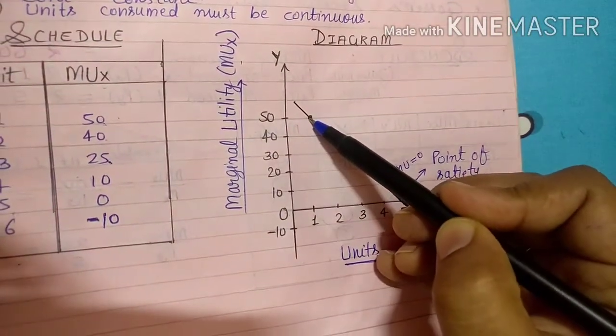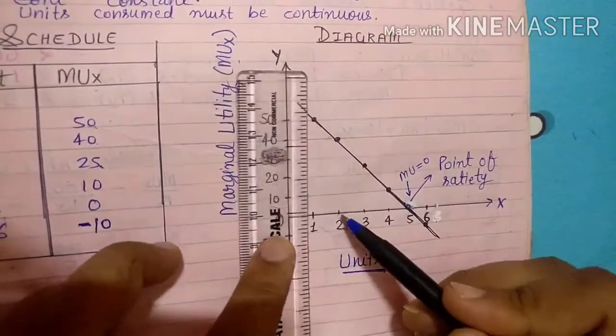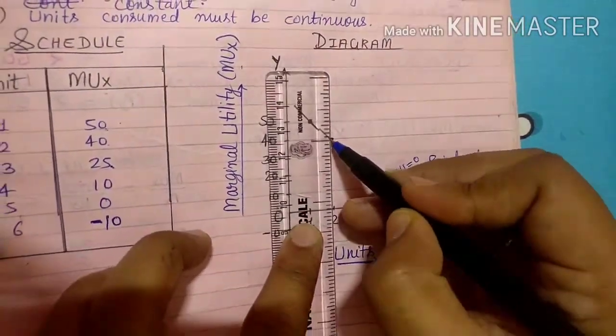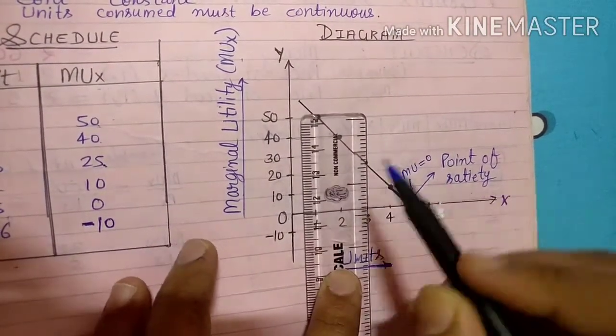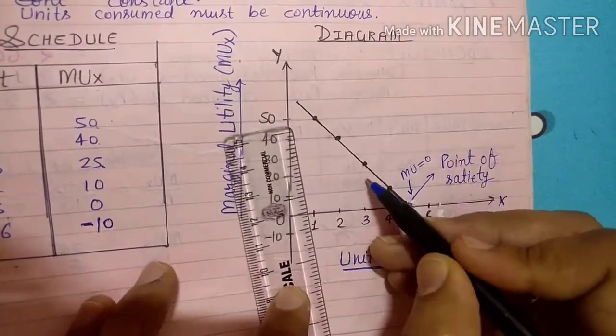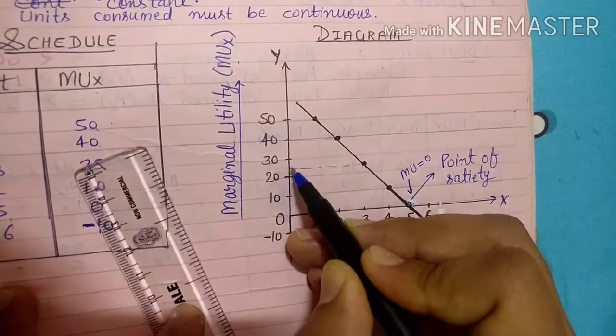So I have joined here. Then in the second unit I am getting 40. So you can see the second unit, just check, 40. I get exactly 40 here. Okay. In the third unit I am getting how much? Third unit 25. So third here, and 25 comes just in the middle of 30 and 20.